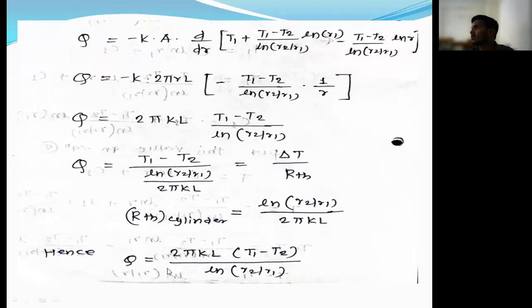Did you understand? So using this equation, what do we have to do? Calculate the thermal resistance of the cylinder. Okay, all of you get this point? What is the equation for the cylinder? 2 pi KL T1 minus T2 divided by ln of R2 by R1, and thermal resistance is nothing but ln of R2 by R1 divided by 2 pi KL. Okay, all of you get this point? Okay, so this is the hollow cylinder.